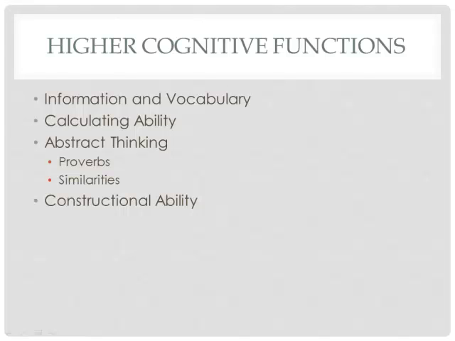And some of the big ones that we use are proverbs or similarities. And so we might say, well, tell me what the saying, a rolling stone gathers no moss, means. Or what does it mean when it says, all that glitters is not gold? Or don't count your chickens before they hatch. Or don't put all your eggs in one basket. Or when the cat's away, the mice will play. Or a stitch in time. So what do those sayings mean to somebody?